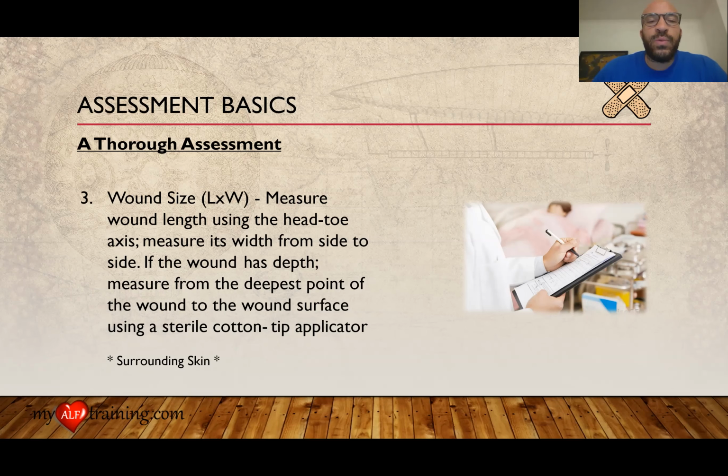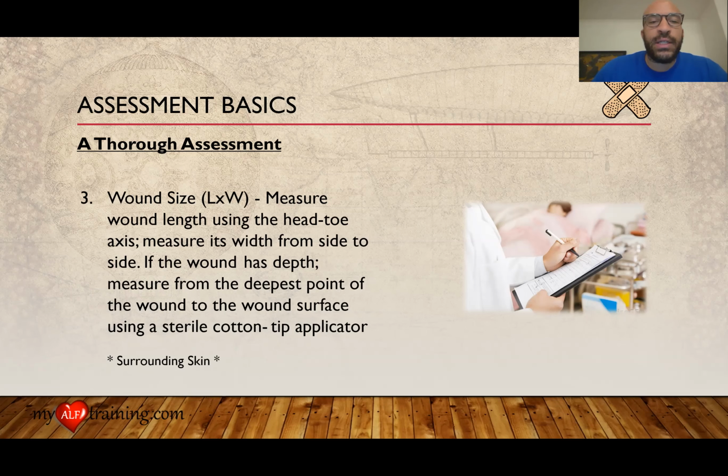So knowing the wound gives us some type of concrete evidence so we can measure and chart our progress in healing this wound. Or knowing if it's getting worse so we can step up our treatment. So when you're measuring a wound, you want to use the head to toe axis. So you want to go from top to bottom. And width, of course, is side to side. If the wound has a depth, so depth meaning it's probably stage 2, 3, or 4.